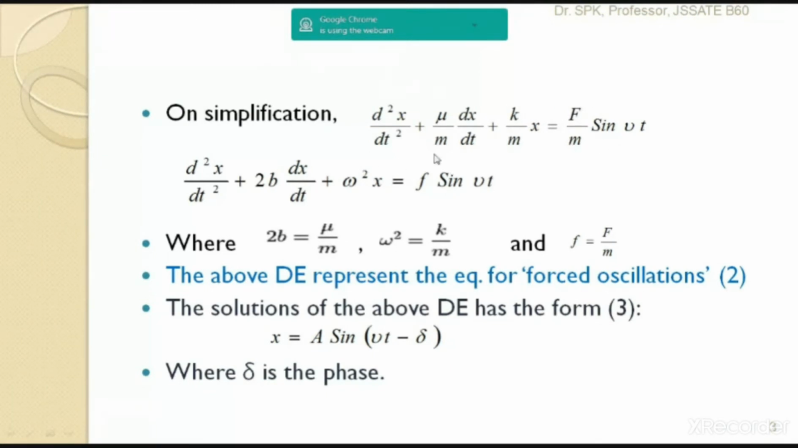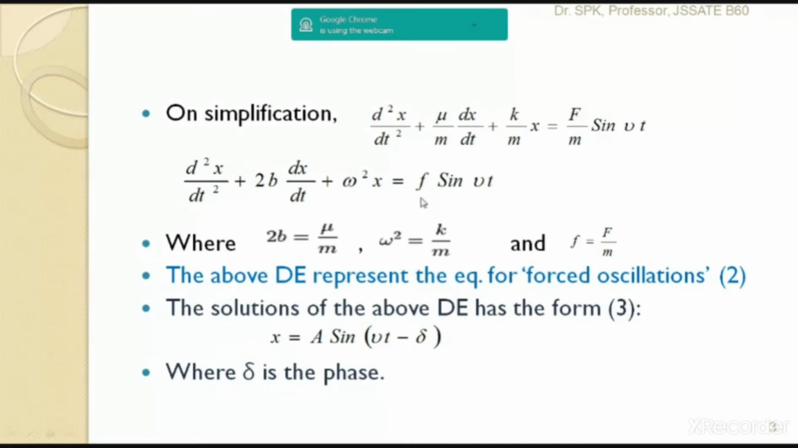Again, the same constants we maintain here also. This mu by m is our 2b constant, and k by m is the square of the angular frequency, omega square. So the same constants are maintained here also. And you know that b is the damping constant. Don't confuse mu and b.